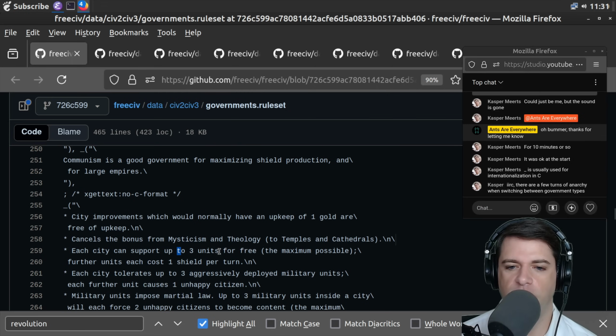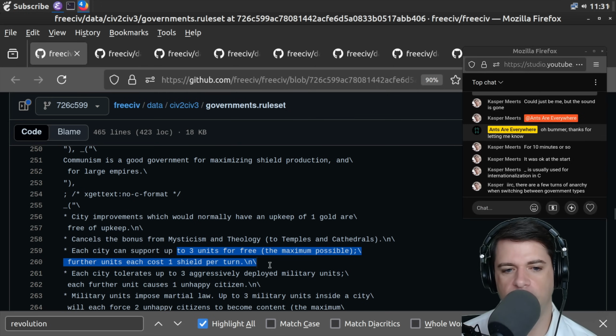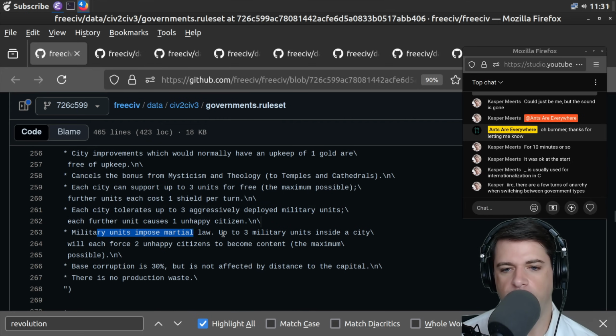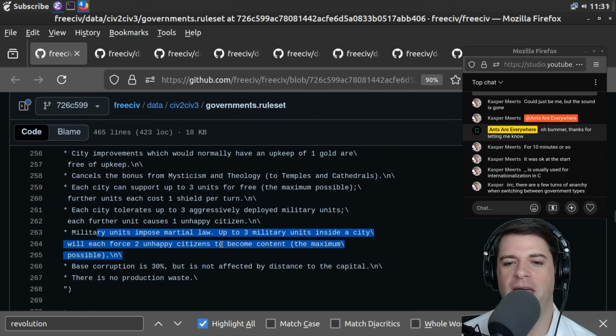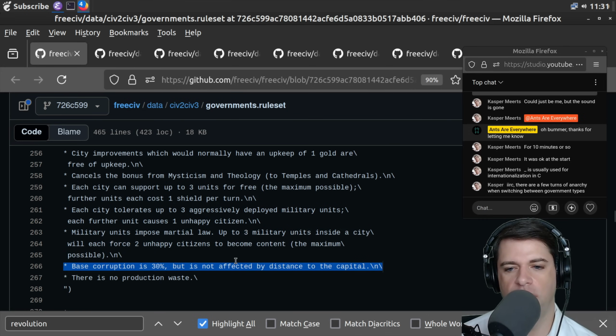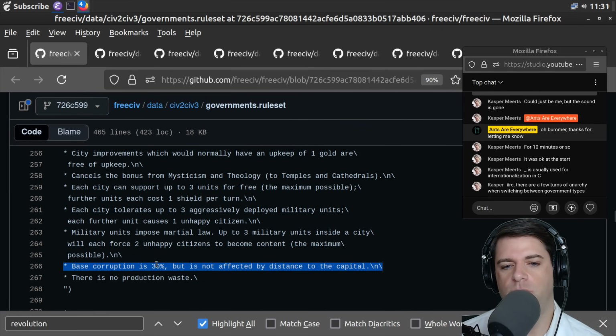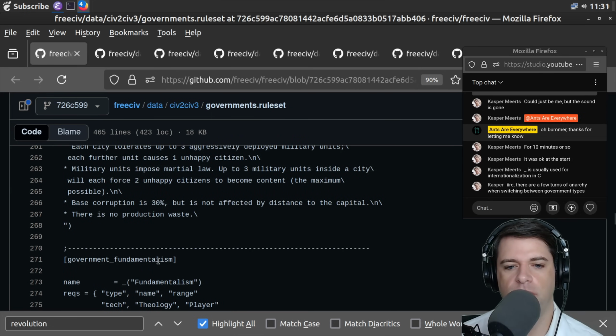Each city can support up to 3 units for free, the maximum possible. Each city tolerates up to 3 aggressively deployed military units. Each further unit causes 1 unhappy citizen. Military units impose martial law. Up to 3 military units inside a city will force 2 unhappy citizens to become content, the maximum possible. Base corruption is 30%, but it is not affected by distance to capital. I don't know why it's not affected by distance to capital. So this is between monarchy, I guess, and despotism.